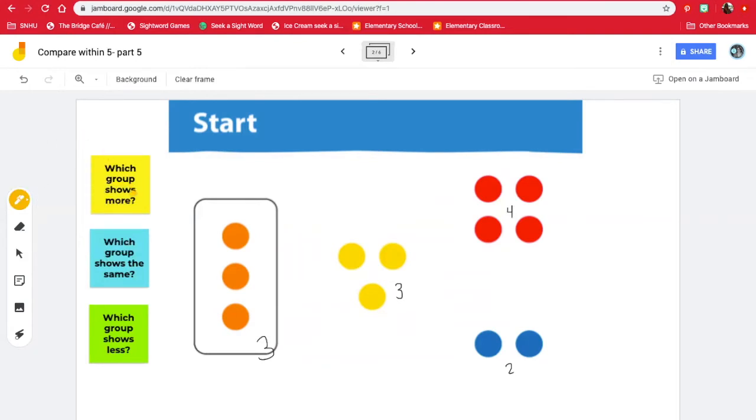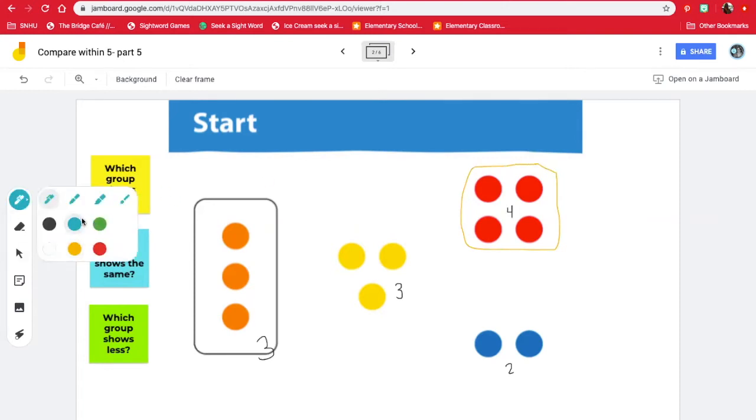So the group that shows more than the 3 here, I'm going to circle in yellow. And I know if I'm counting, 2 comes before 3, so that means there's less. And 4 comes after 3, so that means this group has more.